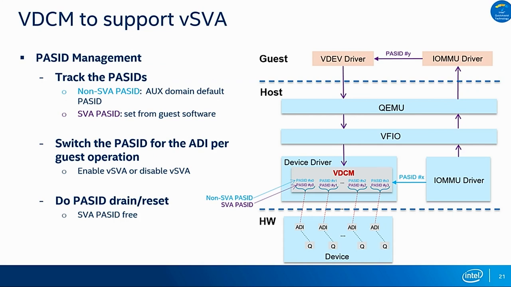Okay, so with VDCM tracking the PASIDs, it also needs to do some switching for the ADI per guest operation. For example, if the guest enables VSVA, VDCM needs to switch in the SVA PASID to make sure the outgoing transaction is for SVA. And if the guest disables VSVA, it needs to switch out the SVA PASID and switch in the non-SVA PASID. VDCM also needs to do PASID drain and reset when the SVA PASID is freed. And if there is a PASID switch, it also needs to do a PASID drain and reset to ensure the PASID in the hardware is well programmed.